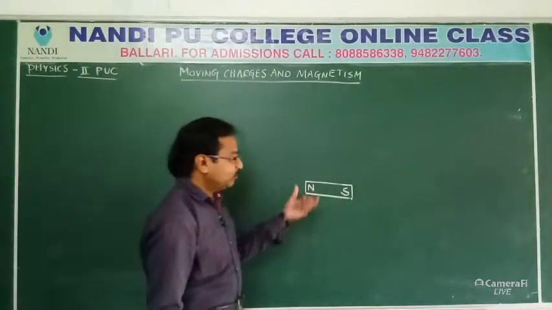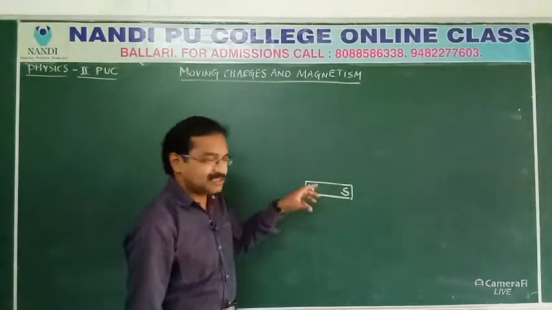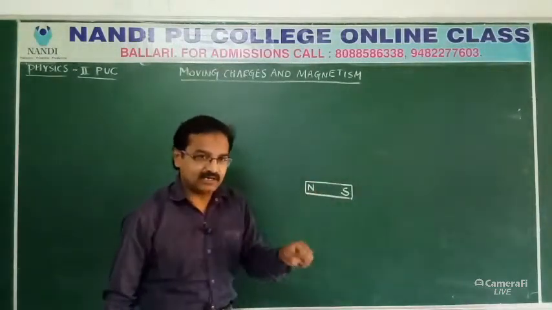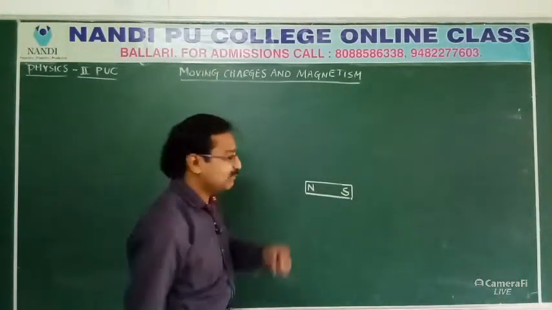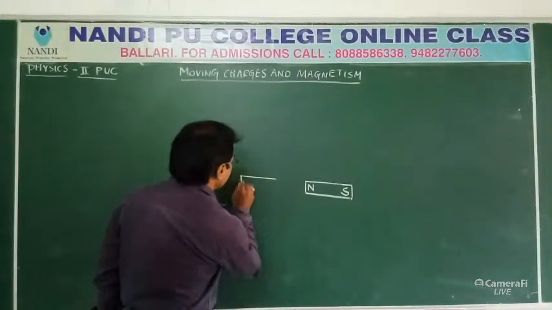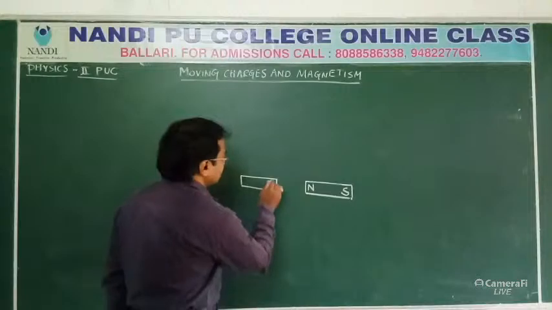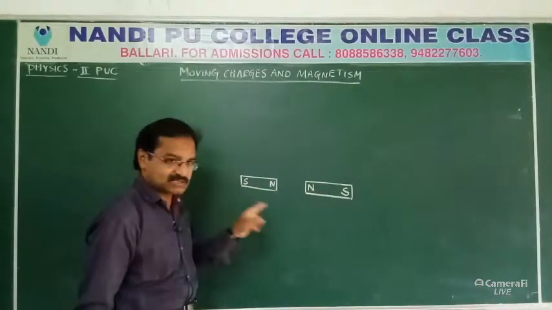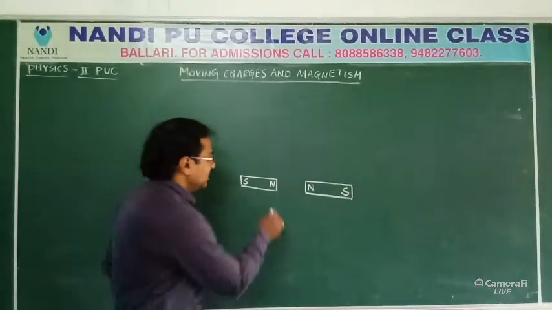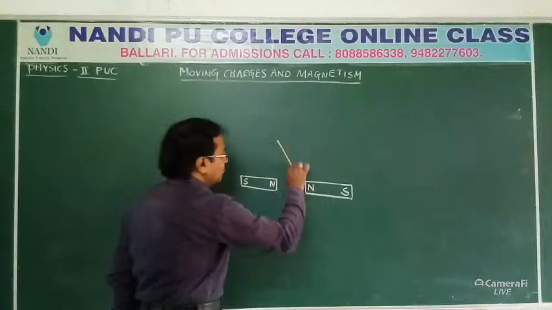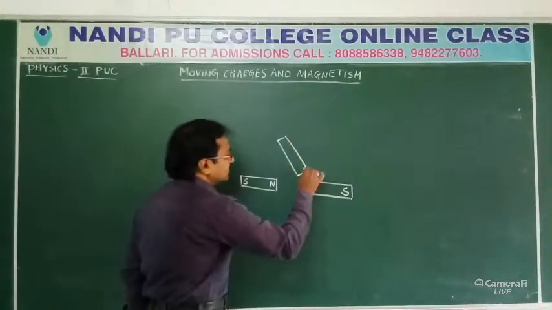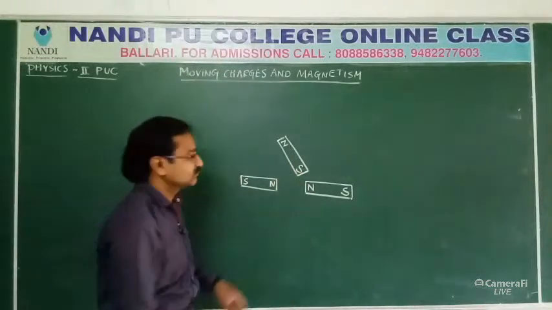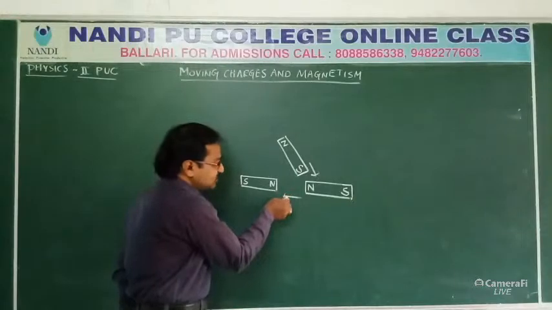Okay, children. Now, this bar magnet influences a certain region. If you place another bar magnet here, with north here and south here, this north pole will repel this north. And if you place one more magnet like this, with south pole here and north pole here, this north pole may attract this south. So attraction is there, here repulsion is there.